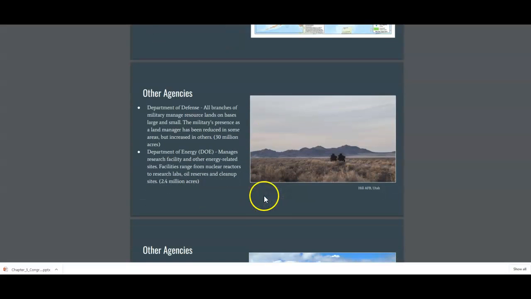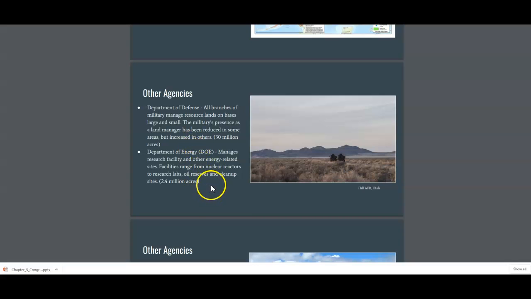Some of the other agencies that are important to mention are the Department of Defense, of which the Army Corps of Engineers is a part. That agency was actually formed during the Revolutionary War. It's been around that long. The Department of Defense includes in its management lands like military bases, bombing ranges, all kinds of lands that are associated with the military.